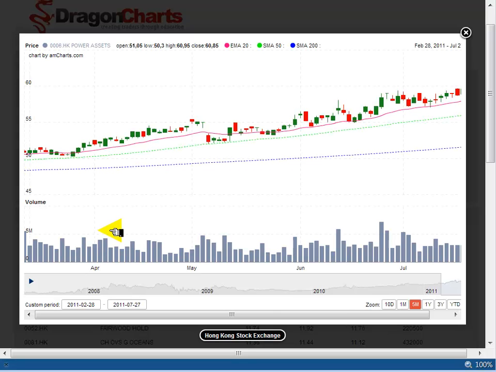Here you can see number 6, which is called Hong Kong Power Assets. Notice the steady uptrend. The stock is trending higher above its 20-period exponential moving average, which is the pink line. It's above its 50-day moving average, the green line, and it's above its 200-day moving average, which is the blue line. So it's met our criteria for buying in all cases.